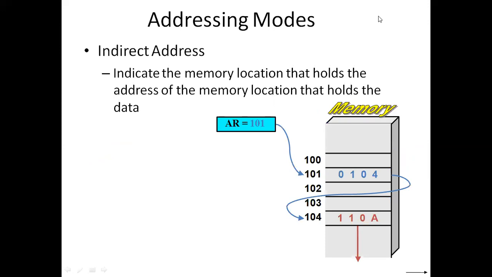Now, indirect address. Indirect address indicates the memory location that holds the address of the memory location that holds the data. Okay, so direct में क्या हुआ था? In case of direct address, we are directly specifying the location where the data is there, where the operand value is there. But in the case of indirect address, what's going on here?